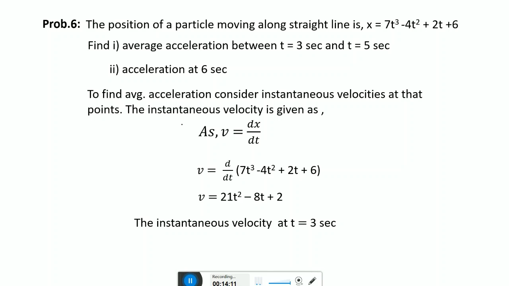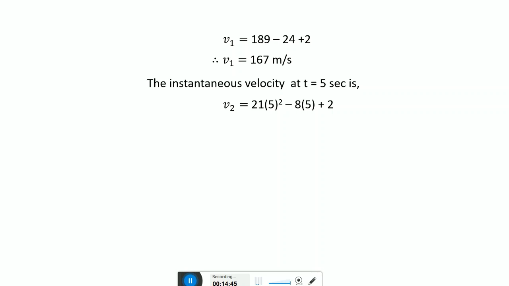The instantaneous velocity at t is equal to 3 seconds, means putting value of 3 in above equation, we get v1 is equal to 21 into 3 square minus 8 into 3 plus 2, which is equal to 189 minus 24 plus 2, or v1 is equal to 167 meter per second. Similarly, instantaneous velocity at t is equal to 5 seconds is v2, suppose, which is equal to 21 into 5 square minus 8 into 5 plus 2.